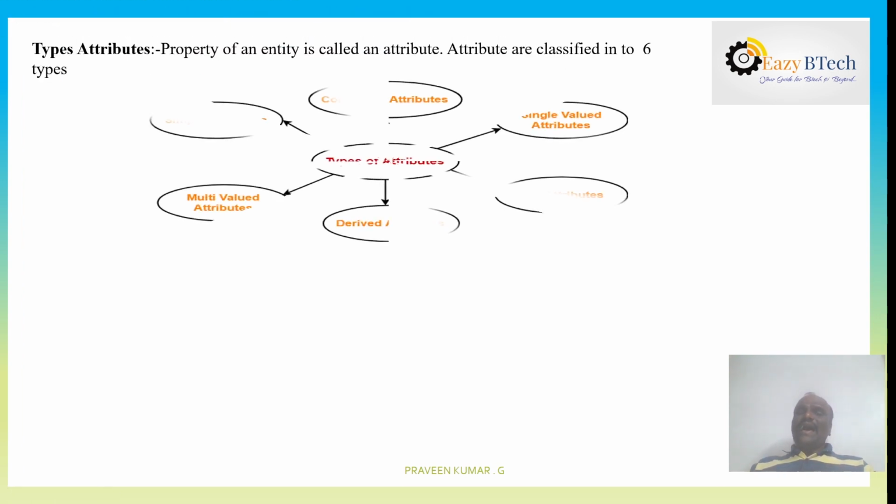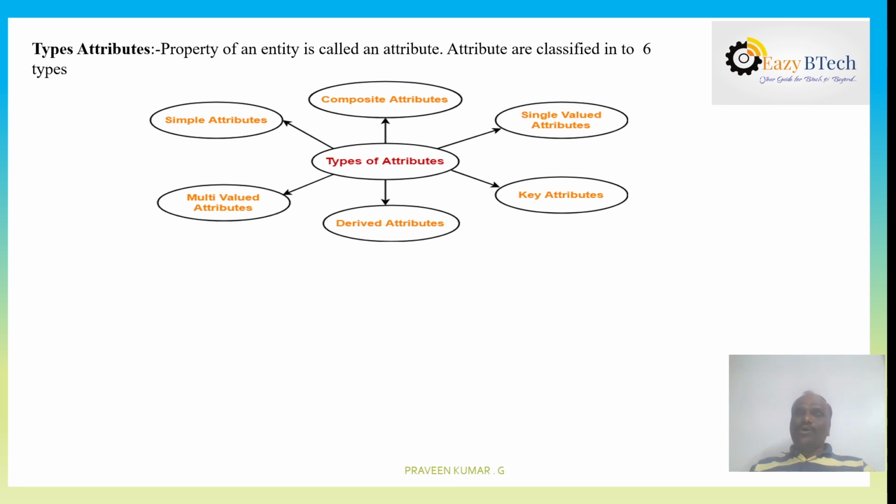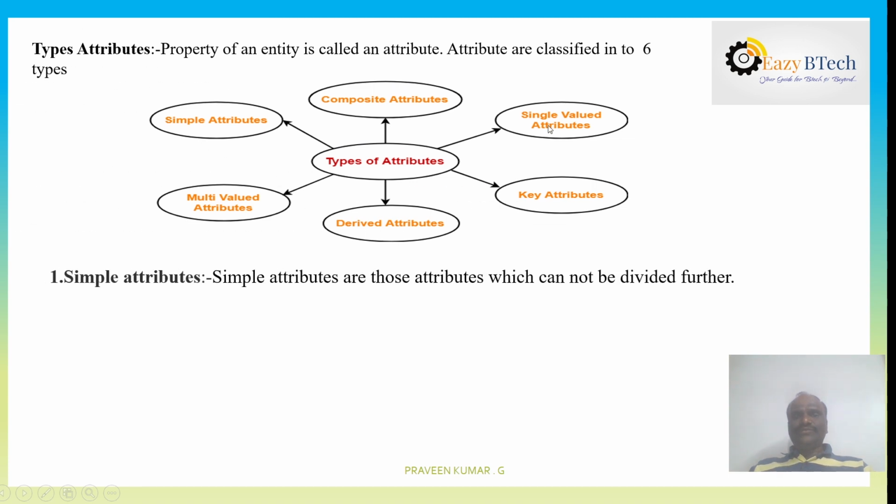Okay, next, attributes. What is an attribute? An attribute is a property of an entity. If you take any entity, suppose in the previous example we take a student. What are the attributes of a student? Student number, student name, student marks, student attendance, student fee, all are called student attributes. What are the types of attributes? Based on our attributes, we divide attributes into a total of 6 types: simple attribute, composite attribute, single value attribute, key value attribute, derived attribute and multi-value attribute. Now we will discuss each and every attribute with an example.